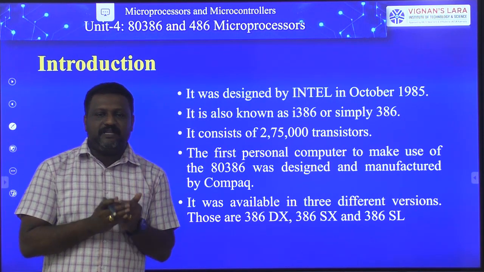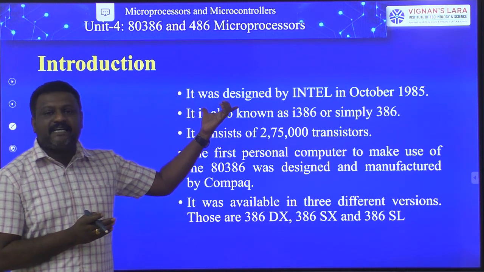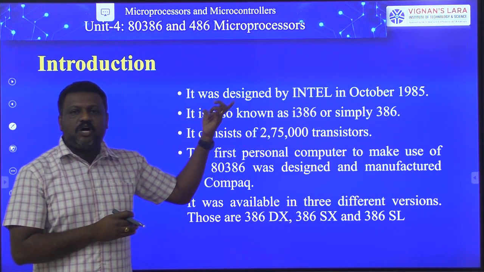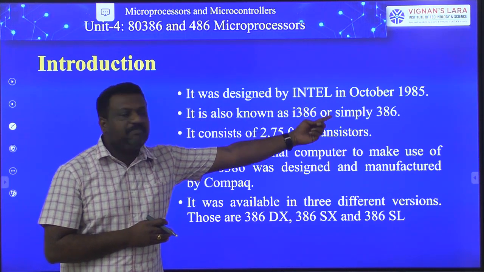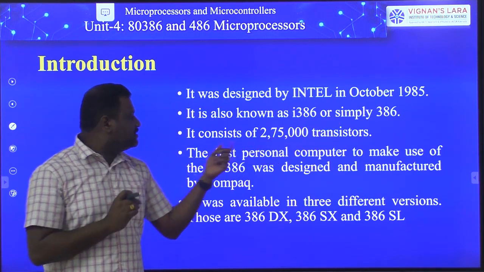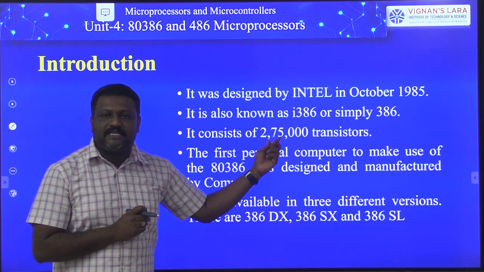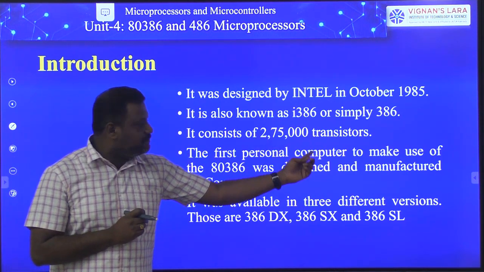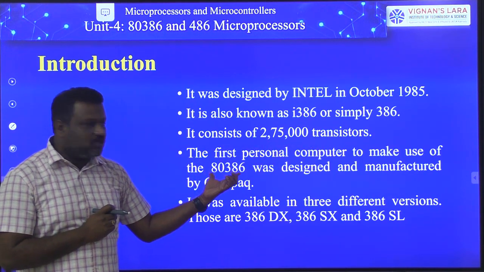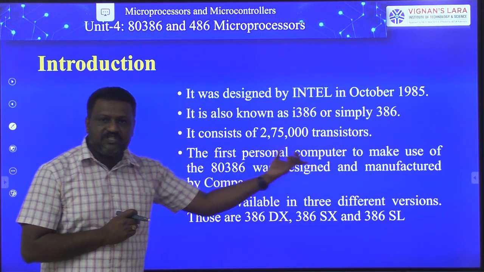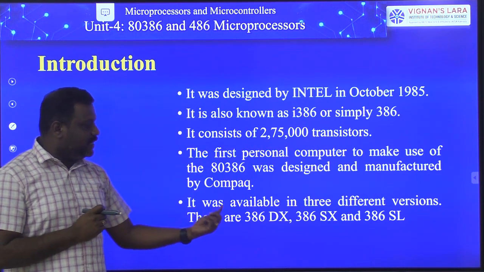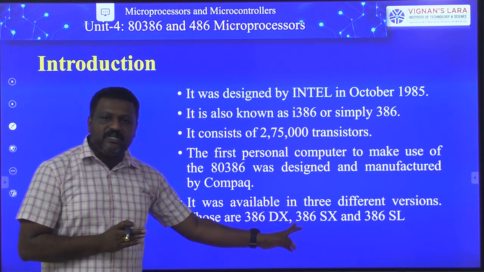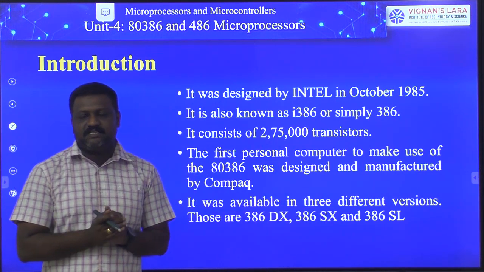Once again, I can recapitulate. The first thing is, it was designed by Intel in October 1985. Number 2, it is also known as i386, or simply called 386. Number 3 is, it consists of nearly 2,75,000 transistors. The fourth one is, the first personal computer to make use of the 80386 was designed and manufactured by Compaq. And the last one is, it was available in 3 different versions, that is 80386DX, 386SX, and then 386SL.